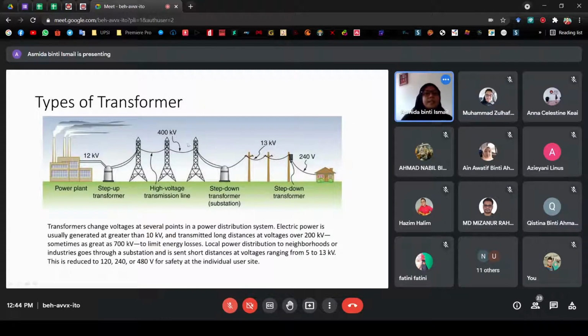Okay, here is where we use this transformer. Actually this is the power plant. Okay, this is the power plant. How you get the electric or how you get a voltage dekat you punya house. Okay. So this is the power plant.